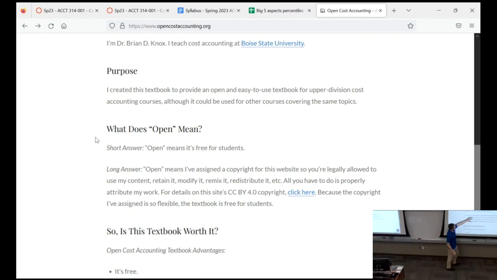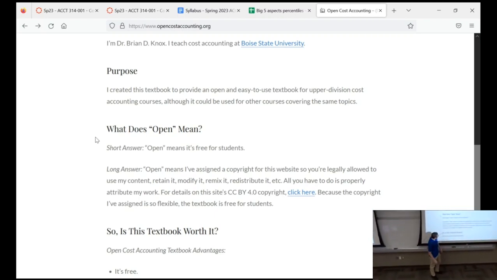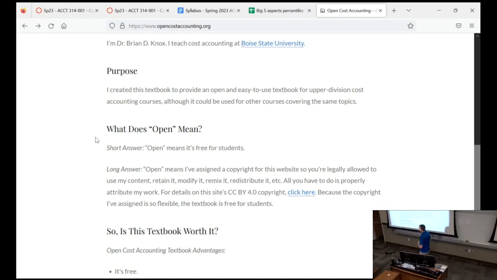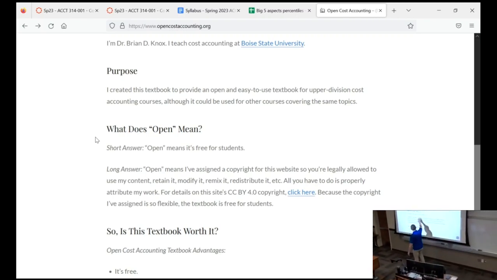So that's what makes it free. I've assigned a very liberal copyright to it, a very free copyright here, CC BY 4.0. That's very flexible. Anybody's allowed to use this material, and therefore I don't have to charge a price for it, or I'm not going to charge a price for it, and you're free to use it. Literally free money-wise.